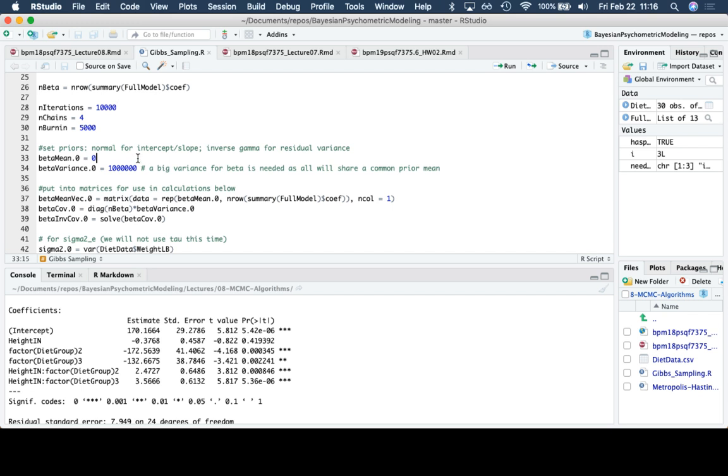But we're also going to now specify a prior, and we specify prior means, right? So we're going to do Gibbs sampling. We have our conjugate priors. We know what it should be. We can sample from beta. We can sample from sigma squared. But we have to specify the prior.